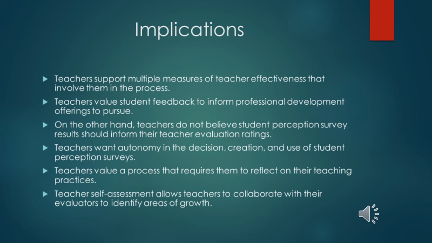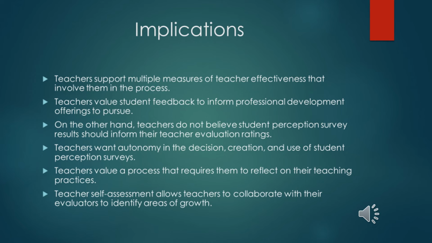The findings from this study have important implications. The findings indicate the importance of the observation instrument as the main component in the teacher evaluation process. Teachers support multiple measures of teacher effectiveness that involve them in the process. Teachers believe that informal student perception surveys are necessary for information gathering purposes to aid in decision making related to instructional materials and resources. Teachers value student feedback to inform professional development offerings to pursue. On the other hand, teachers do not believe student perception survey results should inform their teacher evaluation ratings. Teachers want autonomy in the decision, creation, and use of student perception surveys.